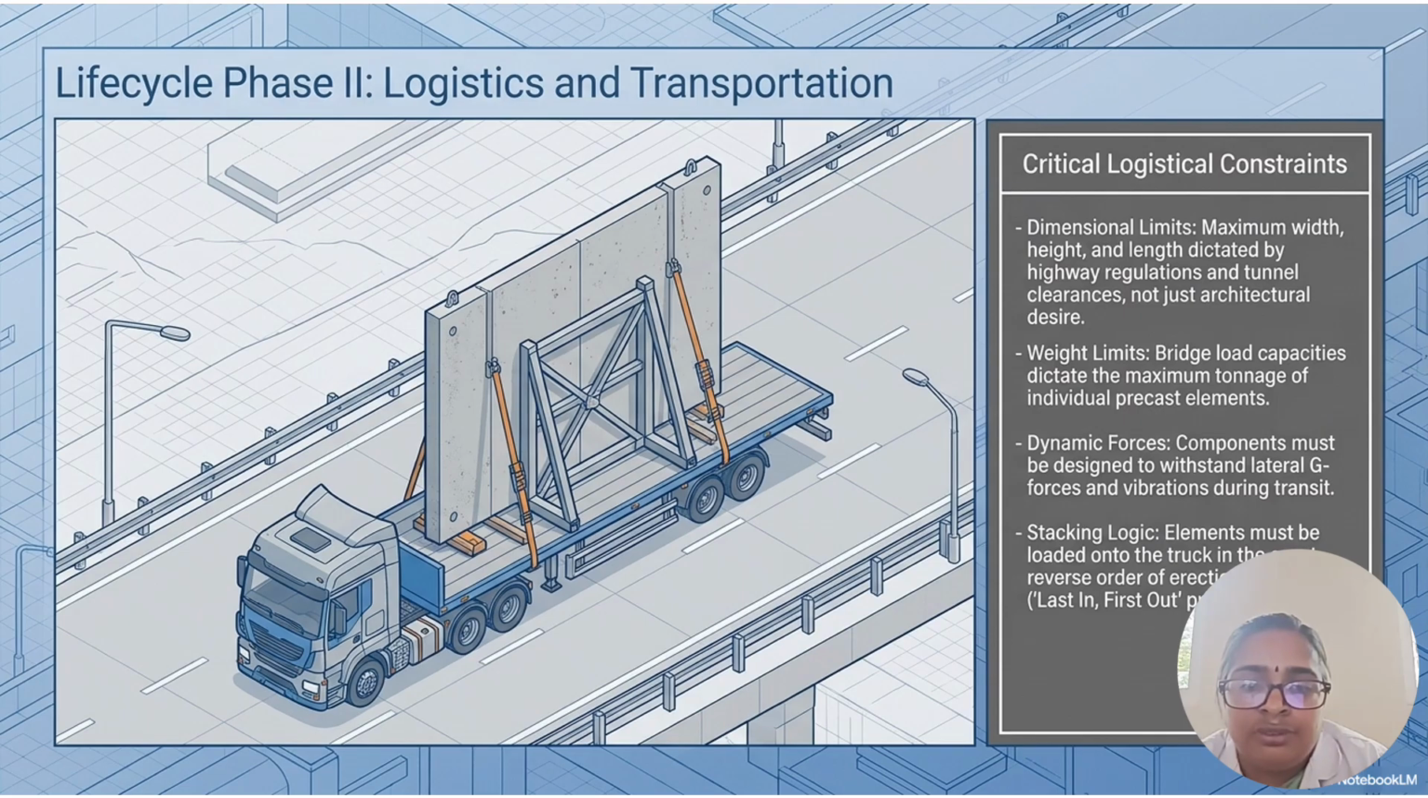And these are the constraints while transporting. First one is dimensional constraints, that is, maximum width, height, and length can be dictated by highway regulations and tunnel clearances. Next one is weight limits, and bridge load capacities dictate the maximum tonnage of individual precast elements. The next one is dynamic forces, that is, the forces while transporting, such as wind forces. Components must be designed to withstand such wind forces or lateral forces and vibration during transit.